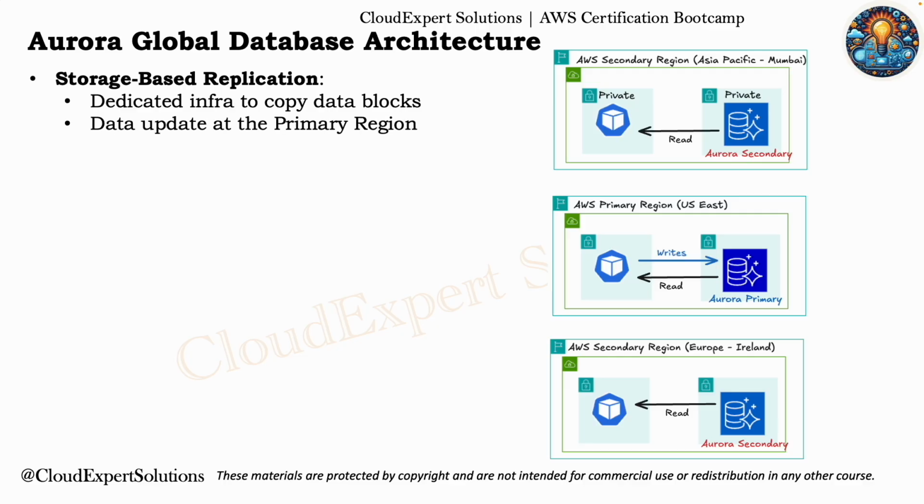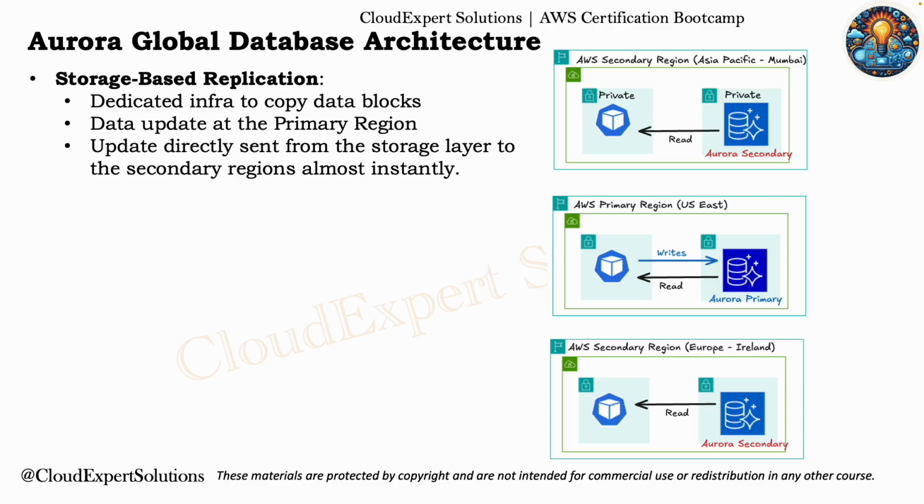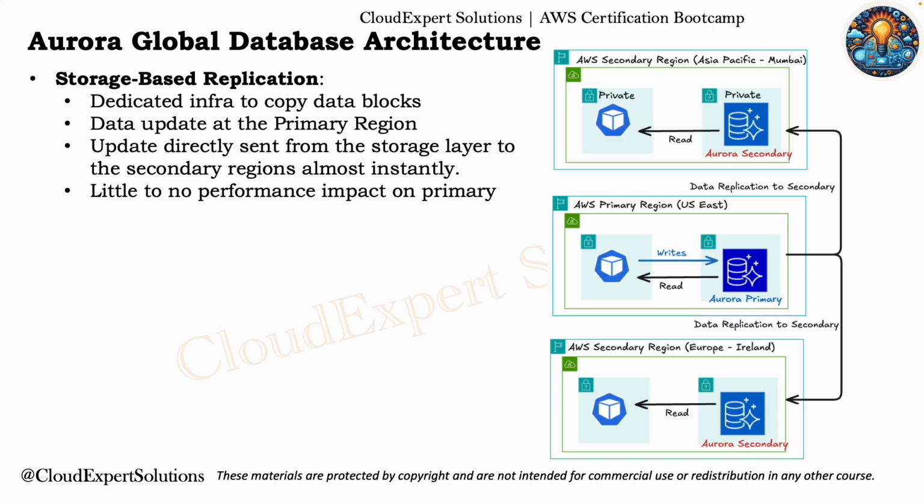When an update happens in the primary region, it captures the update and sends it directly from the storage layer to secondary regions, where it's applied almost instantly. And this approach is much more efficient with little to no performance impact on your primary database. In our example, the primary database instance is in the US East region. Users from other regions can use the low latency local read capability.